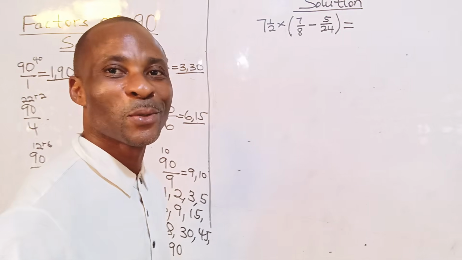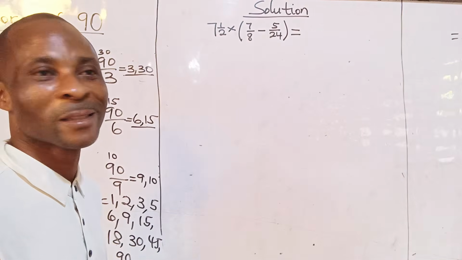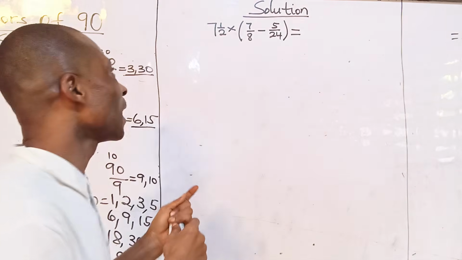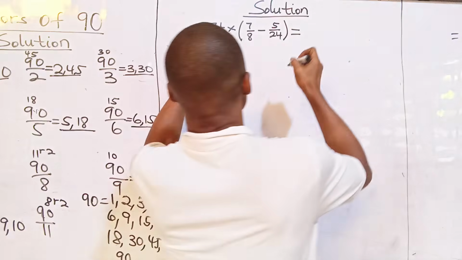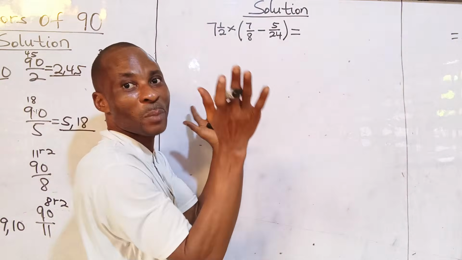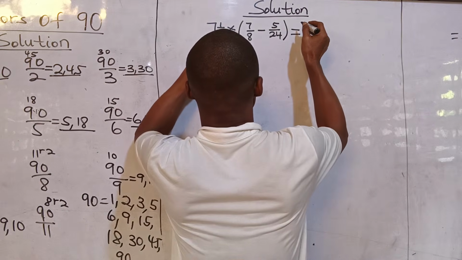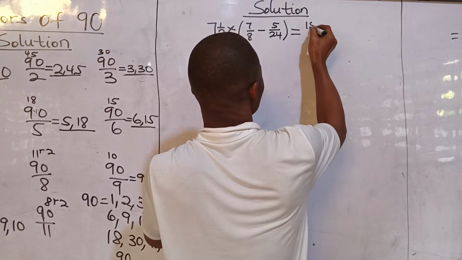Now let's continue to solve this simple fraction question. And this is where the factors will come in more. So first of all, in this question, there is a mixed fraction. So change the mixed fraction. 7 times 2 is 14 plus 1 is 15.